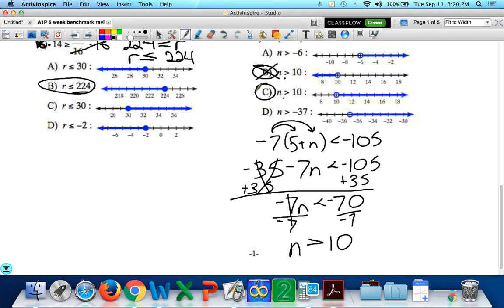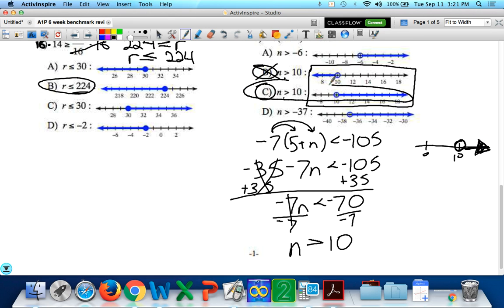Notice B and C have the same actual algebraic value. Where they're different are the graphs. We want something with, let's say, 0 down here, 10 over here. We want an open circle at 10, and because our variable's on the left, we trust the arrow. Arrow's pointing right, we shade right. So we need ours to be shaded to the right. That means it is, in fact, C. Open circle at 10, shaded to the right.